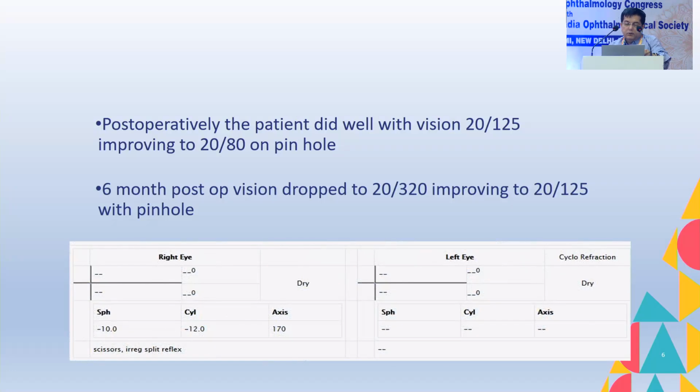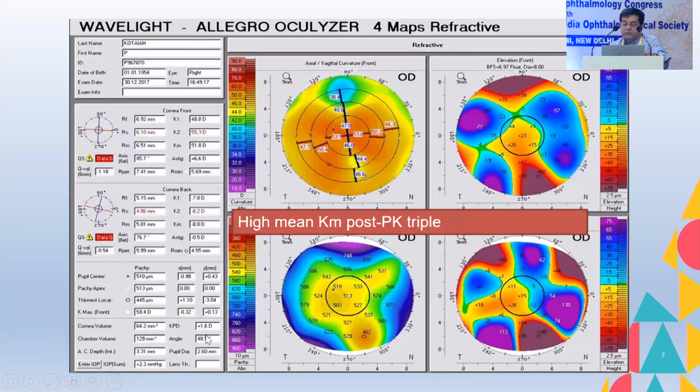So what happened? His refractive error was -10 spherical and -12 cylinder. Why did this happen? You can take a look at the topography. The K reading, which we assumed would be 44 after the surgery, had become about 48 K1 and 55 K2, and the average was 51.8 K, and the maximum K was 59. So this was much beyond the conventional standard K of 44 that we had taken.